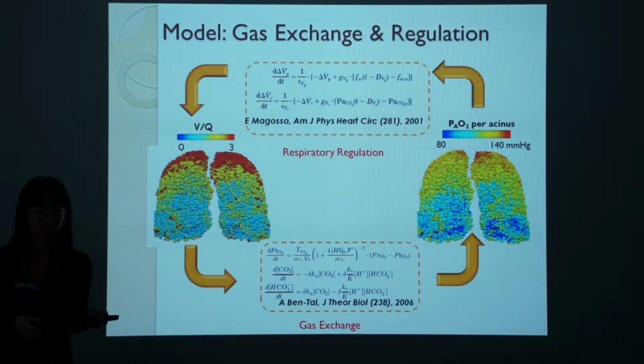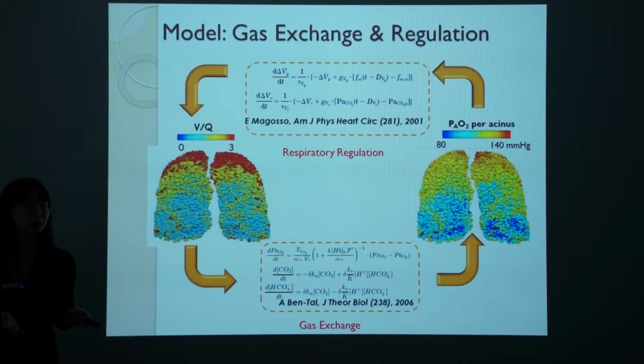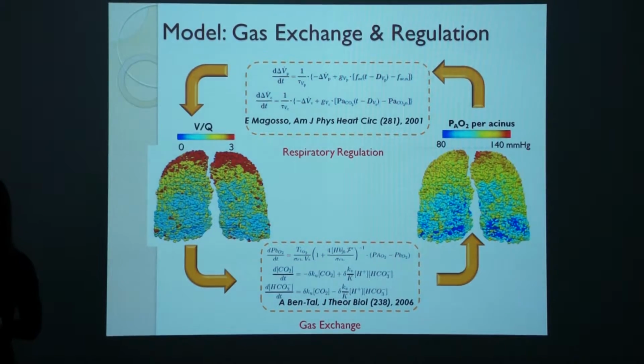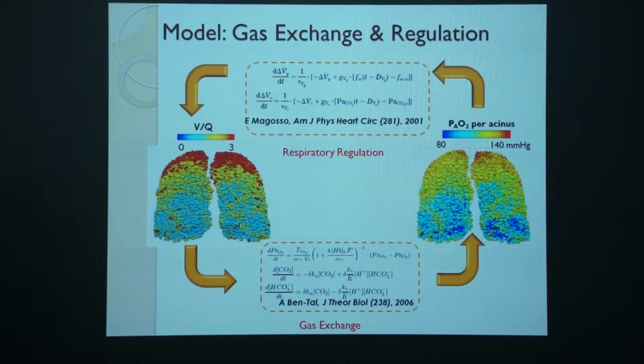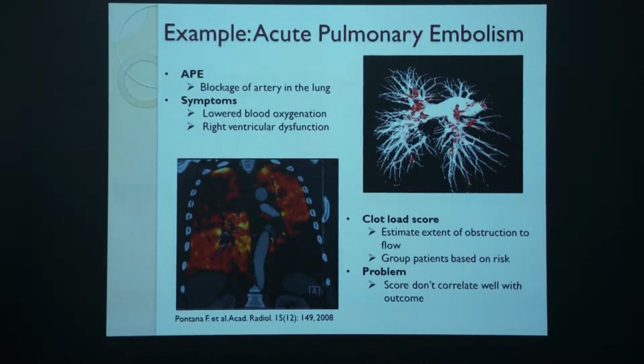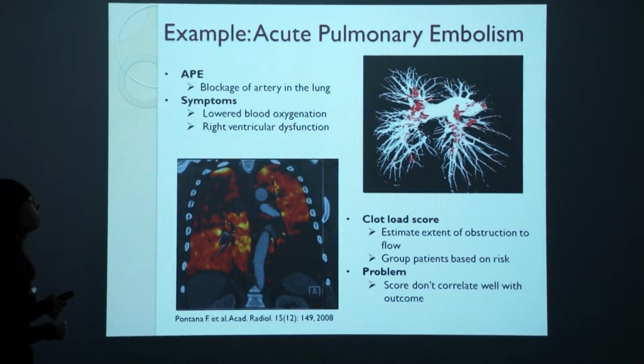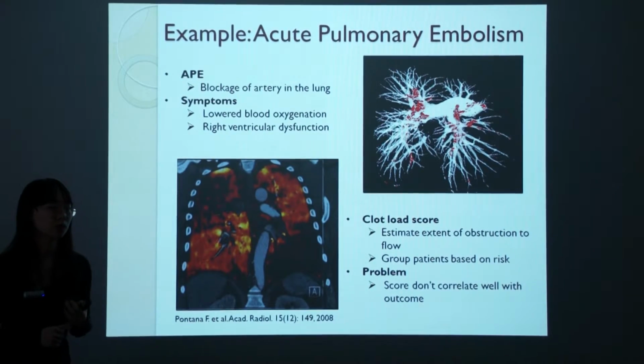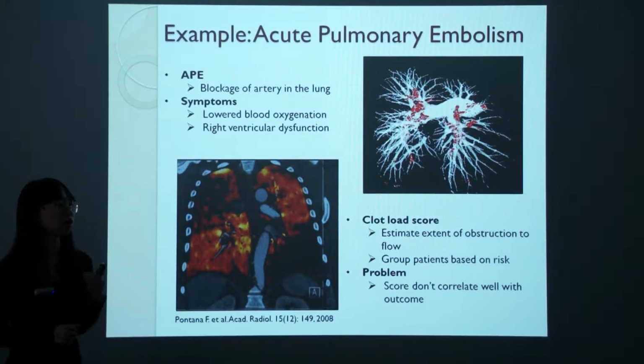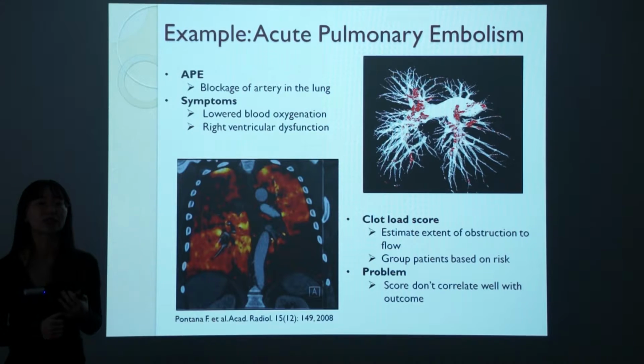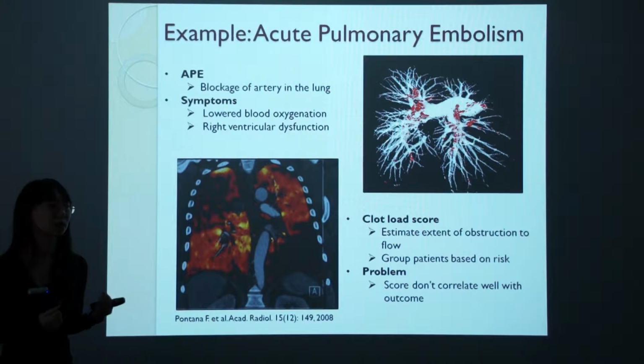So given this model framework, what can we actually do with it? What do we want to use it for, right? I will provide two examples of how we can apply the system of models to really improve patient care, which is what we really want. The first example I'll give is how we can use these models to help the diagnosis of a disease called acute pulmonary embolism, which is quite a common disease.